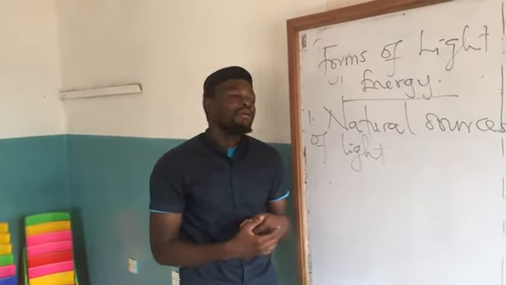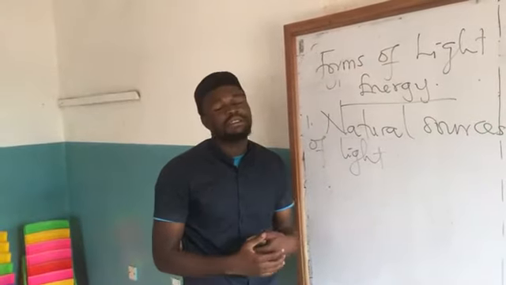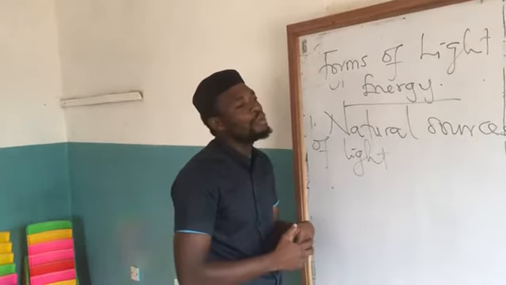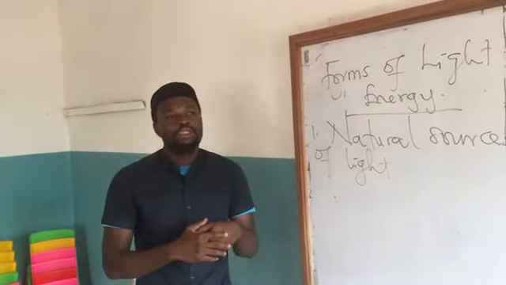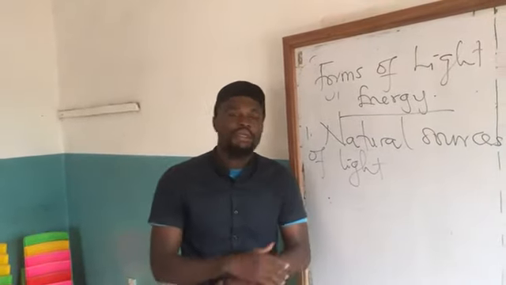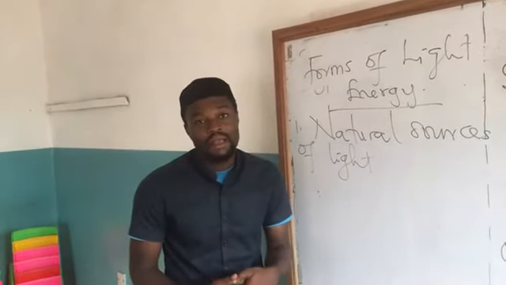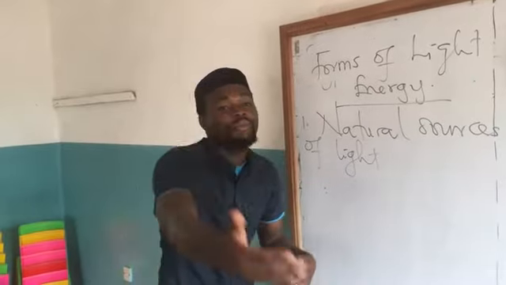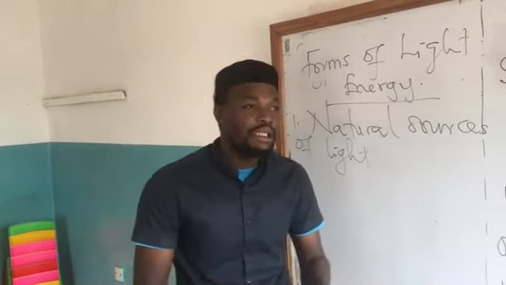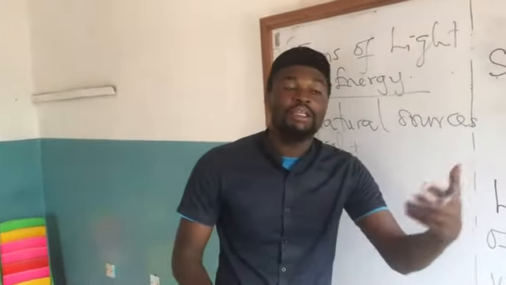Let's assume that at night, when the whole place is dark, when there is total blackout, when there is no light, can you see your brother from afar? So you need something to be able to see your brother or your sister or your daddy or your mommy.